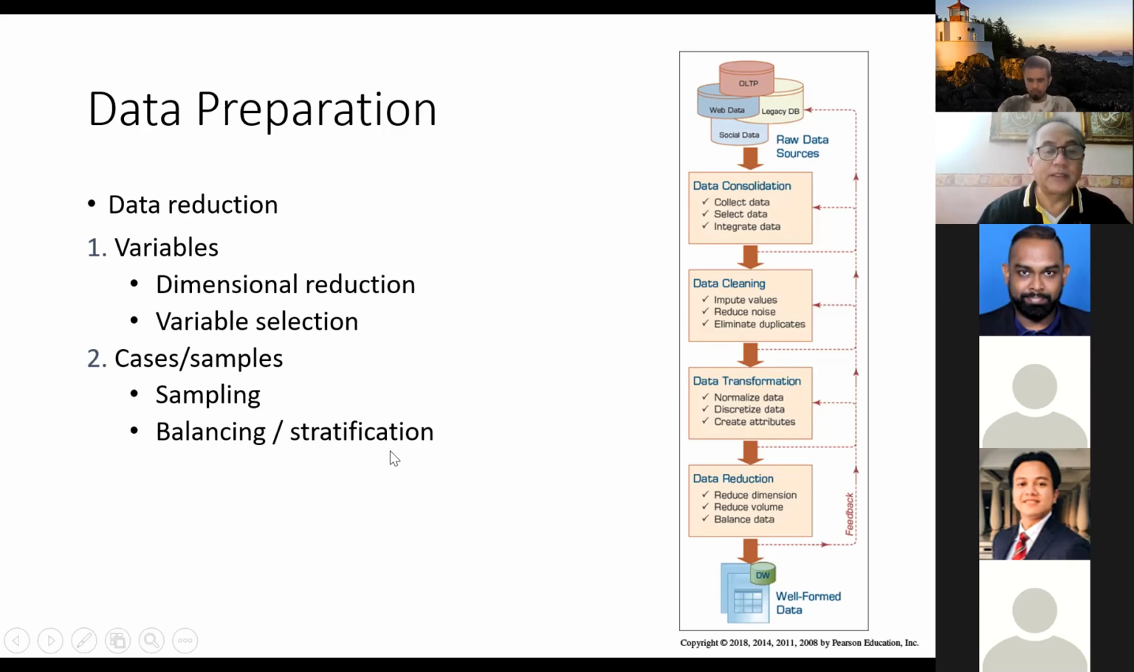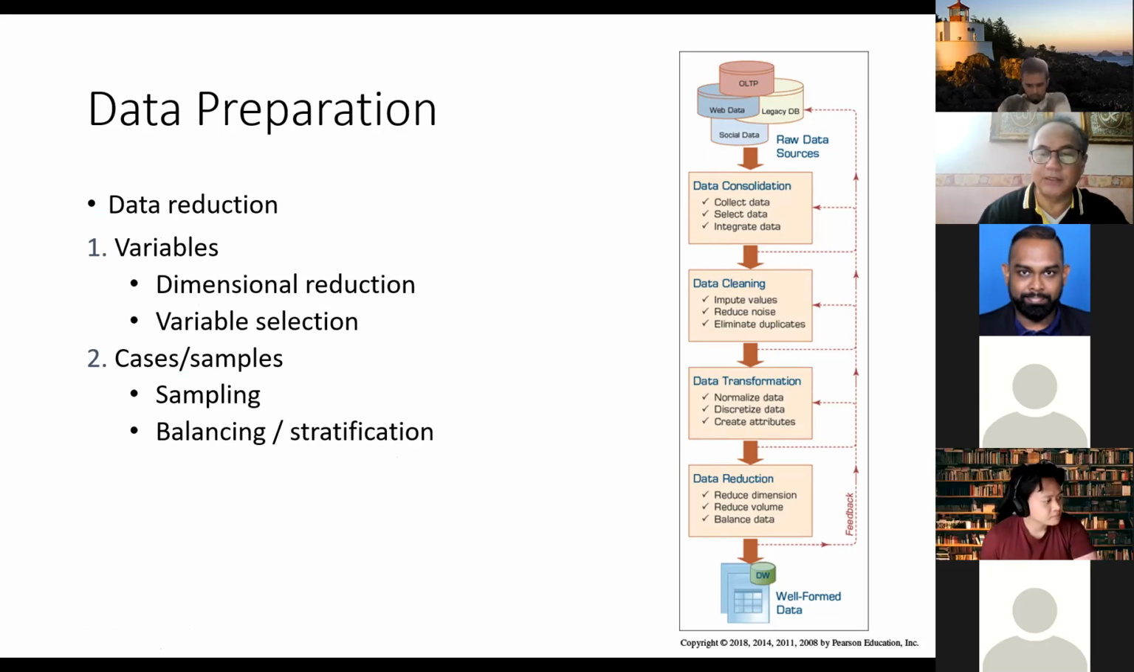How do we do data reduction? By looking at the variables, we reduce the dimension, and then we select the variables that we want to study, because we need to identify the key performance. We cannot study all the data. We need to identify what variables we want to use, and if we want to do sampling of the data, whether we want to do stratified sampling so that we have a balance of all formats of data.